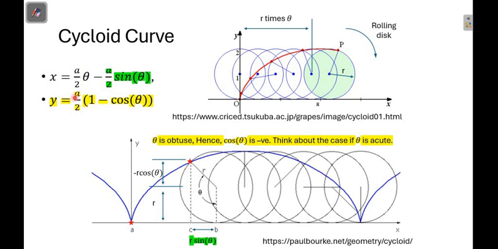For the y, the vertical location, we can add the radius r, or a over 2, and we need to add this distance. This distance here is equal to negative r cosine theta. The negative sign is present because here theta is obtuse, and the cosine of an obtuse angle is negative. So negative multiplied by negative, we get a positive, hence we are just adding. This confusion occurred because theta here is obtuse. You should pause the video and think about the case when theta is acute.